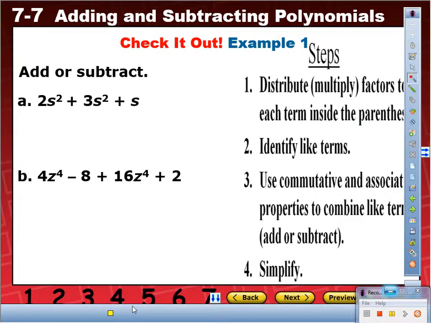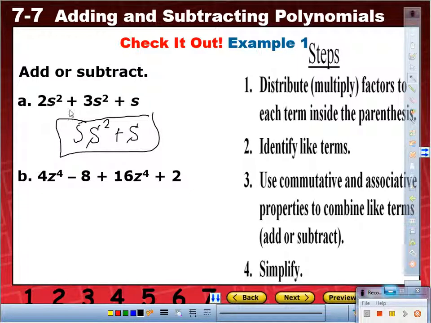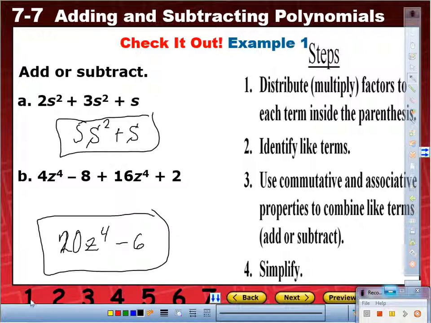Okay, let's see if you thought this. The correct answer is 5s squared plus s. Okay, that is correct because these are the ones that have the exact same exponent, same variable. Look at this one. Let's see if you get the same thing as I do. Correct answer is 20z to the 4th minus 6. Everybody see that? Okay, so that's pretty much combining like terms.